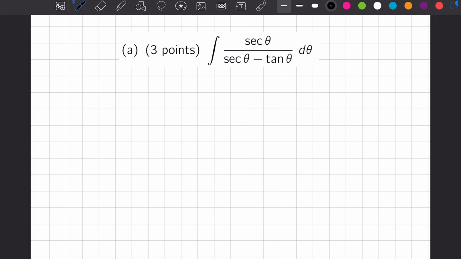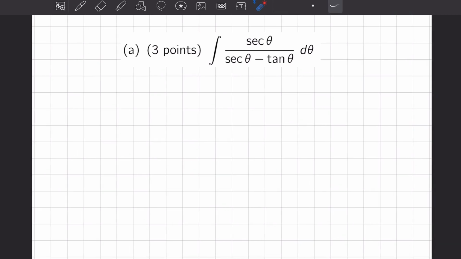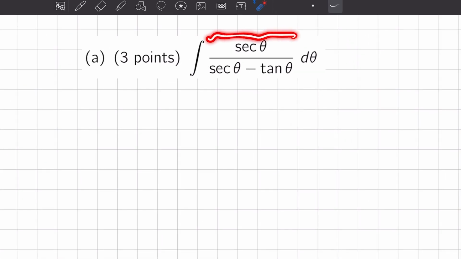Let's evaluate the integral of secant of theta all over secant of theta minus tangent of theta with respect to theta. First thing that we can notice is that we cannot split this fraction here since the minus sign is in the denominator. So one good way to tackle this one is either through a u substitution or we will do other manipulations. As we can see, there are two secants here.